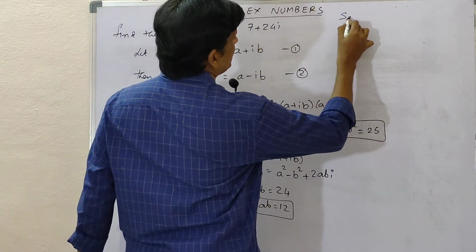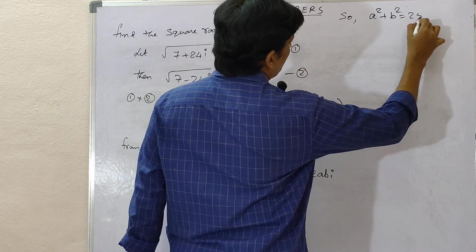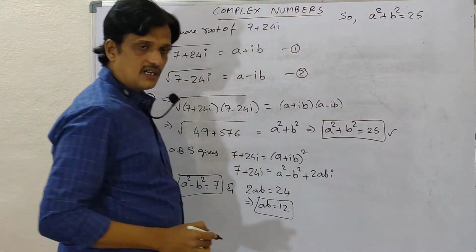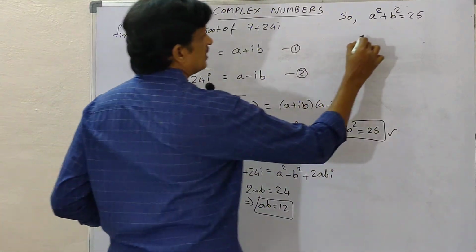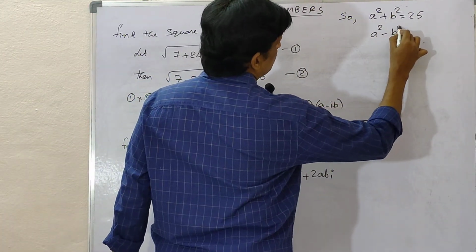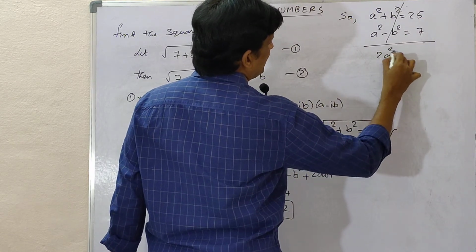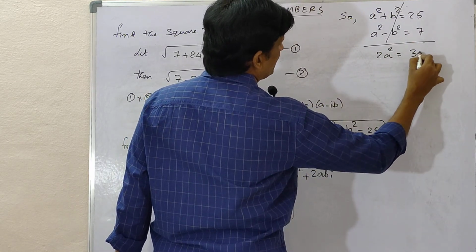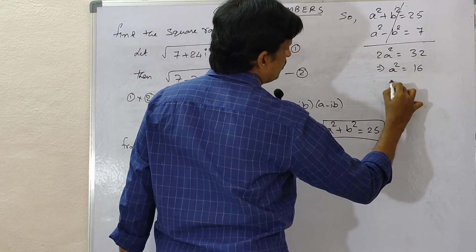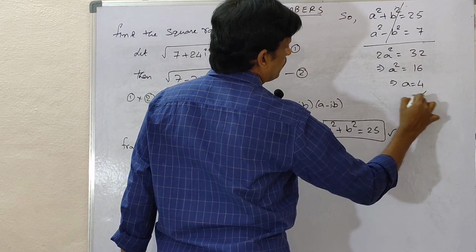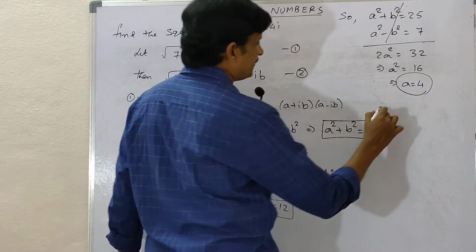So you can say one thing here. A square plus b square is equal to 25 we got here, and here a square minus b square is equal to 7. Add these two, then you will get 2a square is equal to 25 plus 7, which is 32. That gives a square equal to 32 by 2, that is 16. So the value of a is equal to 4.